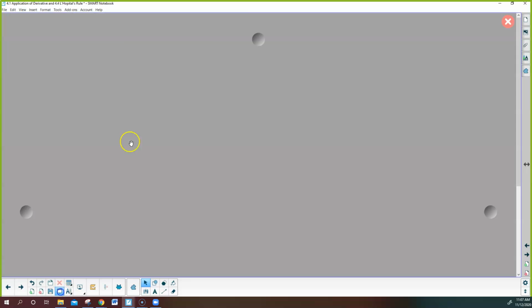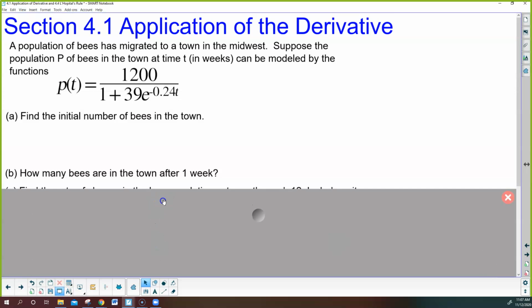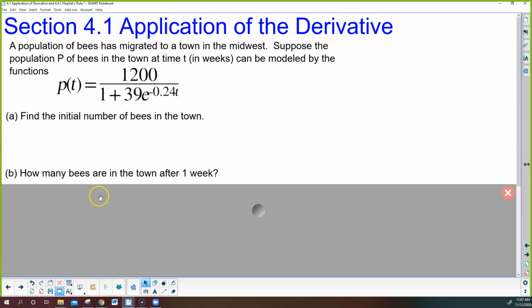I'd actually like you to take a moment right now and see if you can answer these two questions. Find the initial number of bees in the town, and then part B is how many bees are in the town after 1 week.